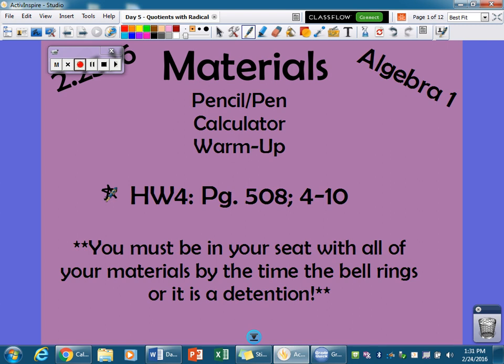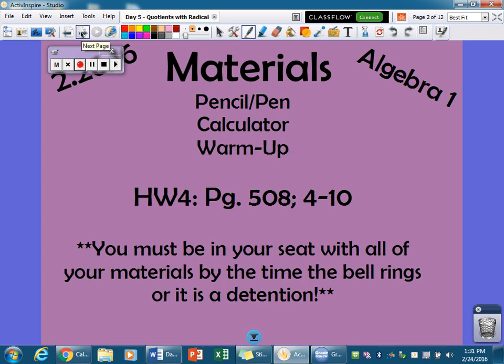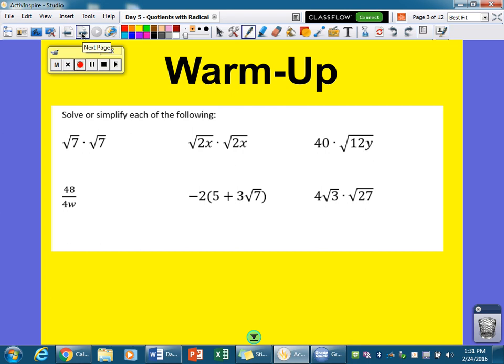All right, so the warm-up are just some questions to get you kind of thinking about what this topic is going to be about. It is called quotients with radicals. Quotients mean division, so there's going to be some dividing of it. So here's our warm-up. You really don't even need a calculator for a lot of these because a lot of them kind of simplify nicely. So here's the trick for these.